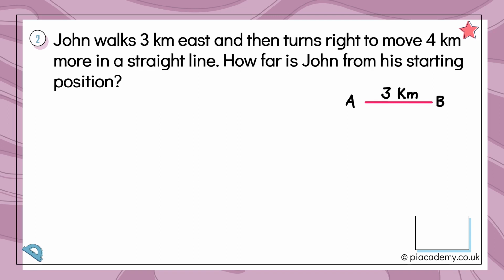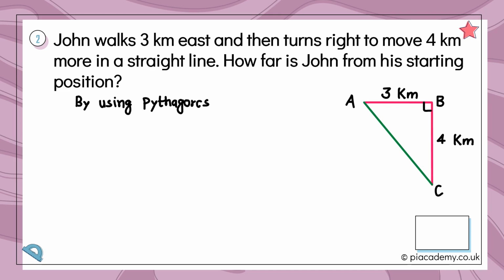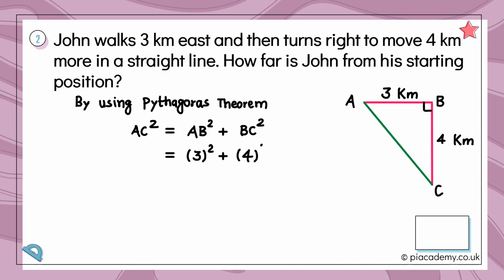Up next, he takes a right, so that would be in the south direction, like this. Marking this, we get 4 kilometers and placing a C over there, and then turning this into a right angle triangle, we get a diagram like this. Now that we have the diagram, let's see what we can do. By using the Pythagoras theorem, since this is a right angle triangle, we get AC squared is equal to AB squared plus BC squared. Thus, we get 3 squared plus 4 squared equal to AC squared.